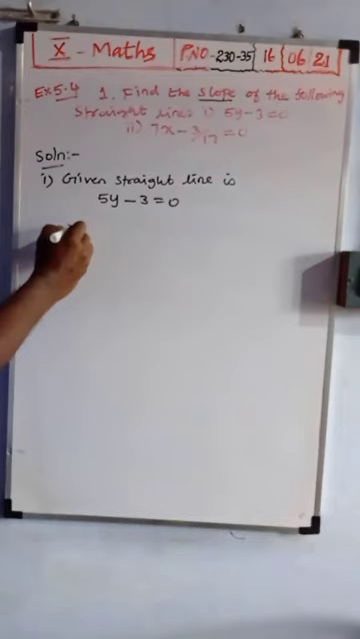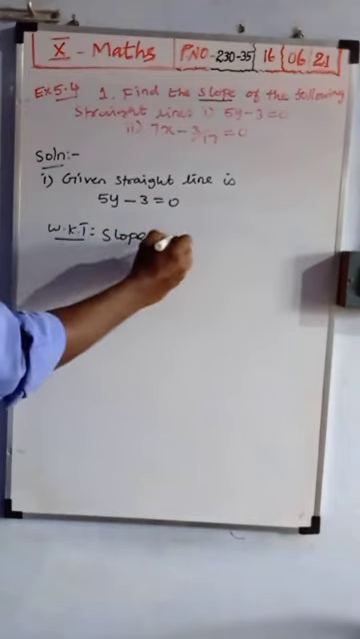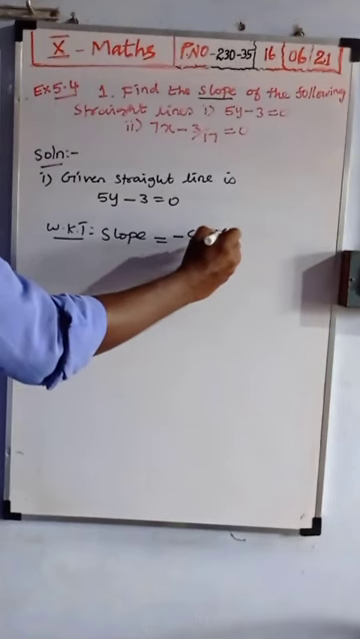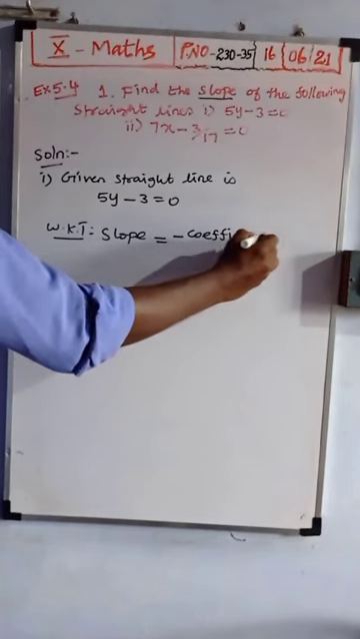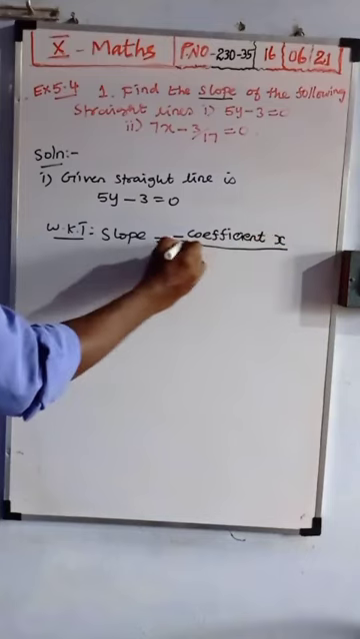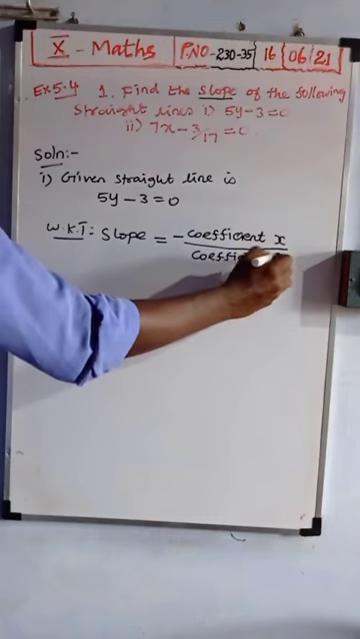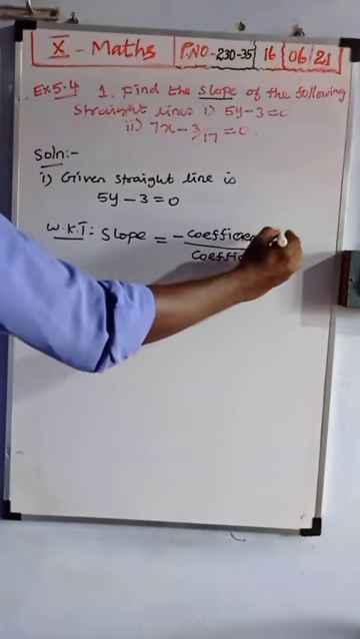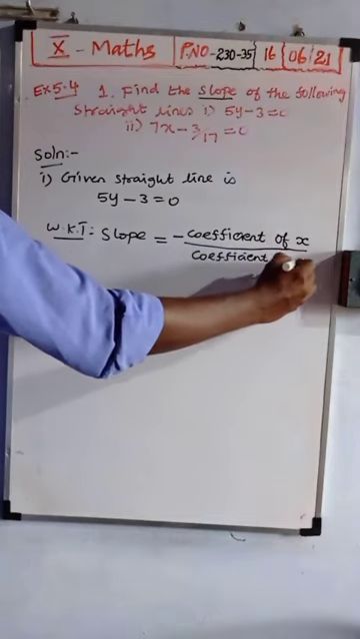So we know that the slope of the equation is equal to minus coefficient of x divided by coefficient of y. Better you follow this formula: minus a by b, or else coefficient of x divided by coefficient of y.